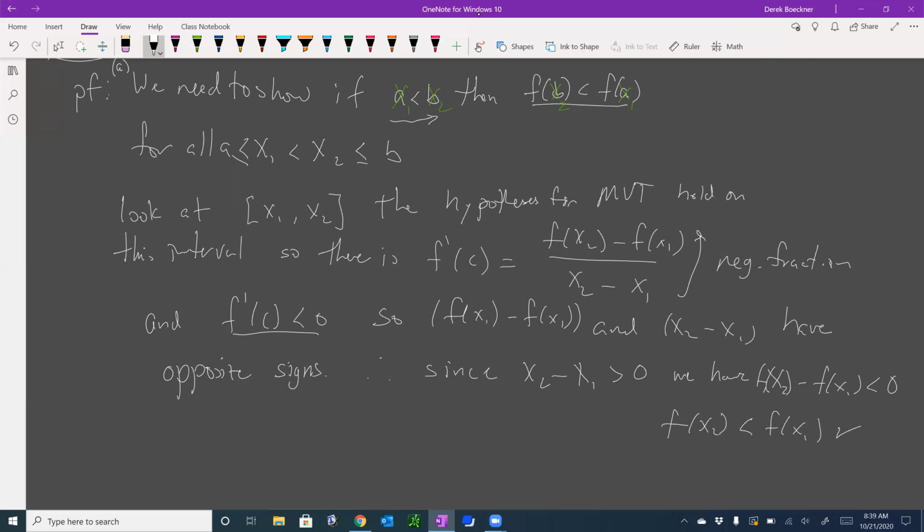Quick corollary, there weren't really big ideas. We just used the mean value theorem and saw that if you have a negative fraction, you have to have opposite signs on the top and the bottom. Not much of a big idea for the proof of the corollary. The mean value theorem had bigger ideas. Okay.